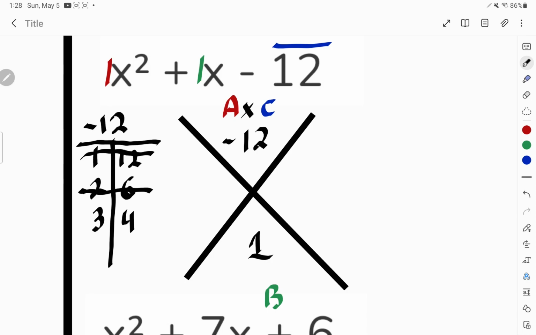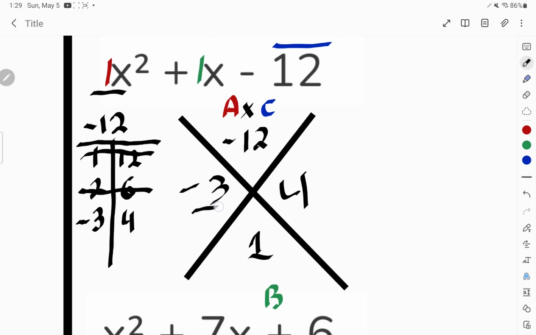In this case, I'm going to have to make one of them negative. And the one that's going to become negative is the 3, because 4 minus 3 is equal to positive 1. Now, if I made the 4 negative, then that would give me a negative 1, which is not what we want. We're looking for positive 1. So my answer is just going to be negative 3 and 4.